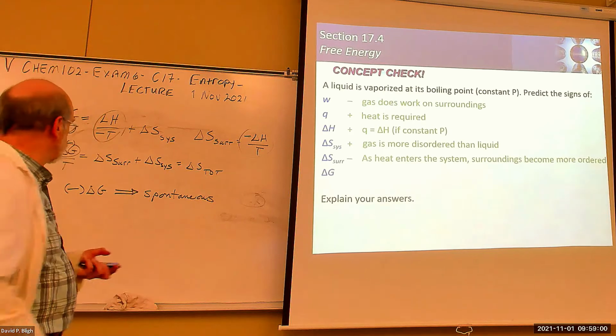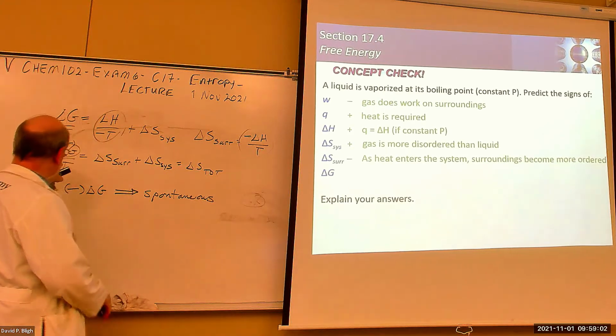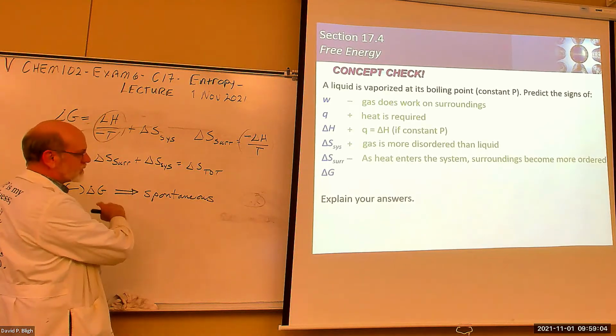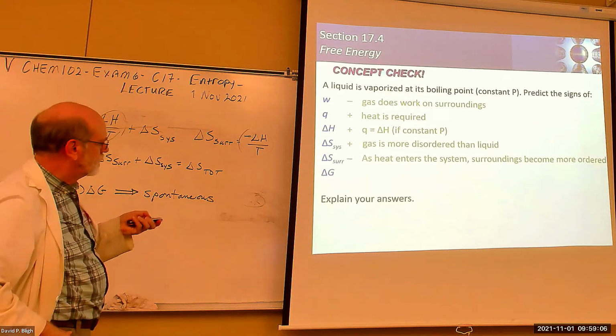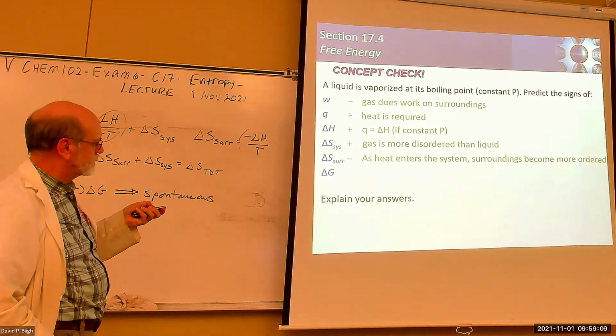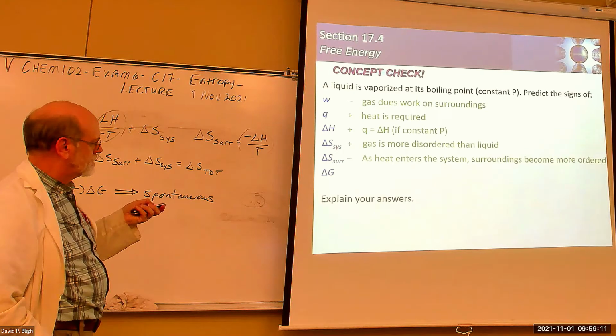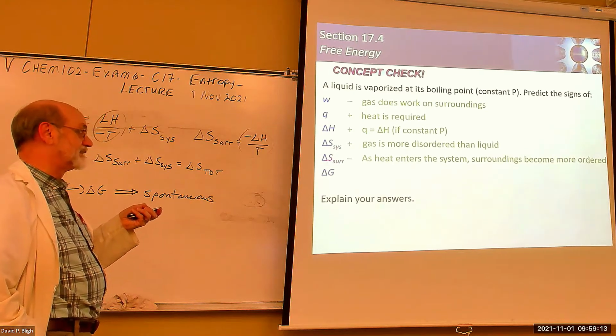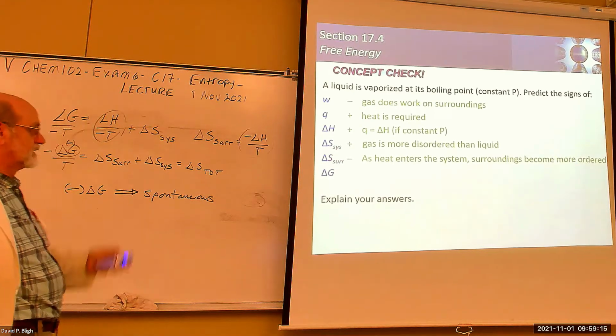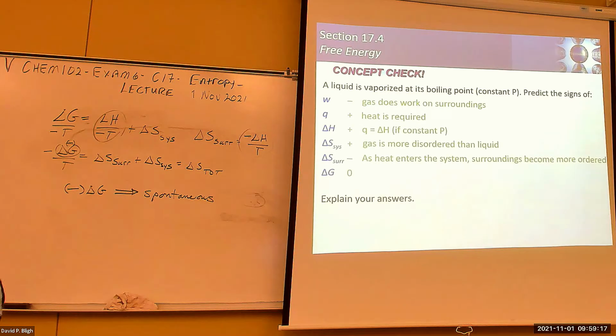And how about delta G? Well, let's see. Delta G is related to delta S total. So plus and minus. So is it just zero? Is it just even? Yeah. That's right. Because we're at the boiling point, we're at equilibrium.